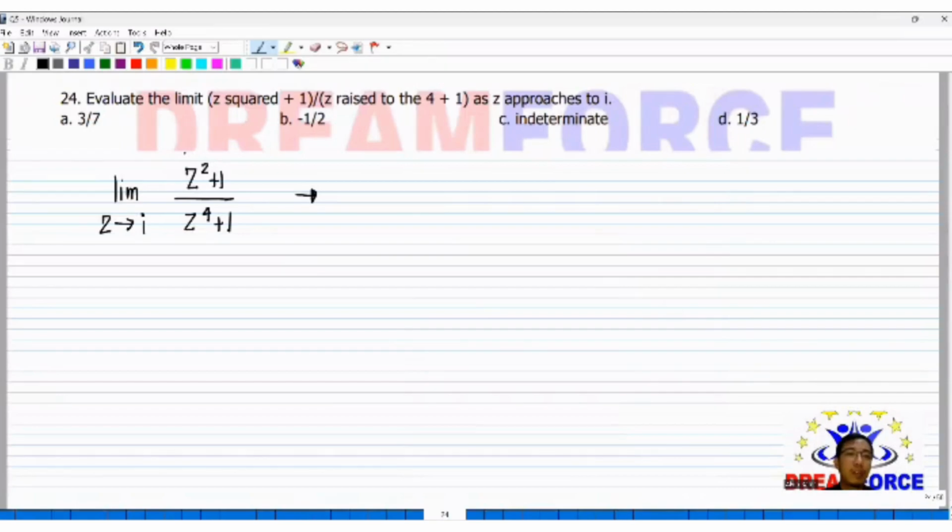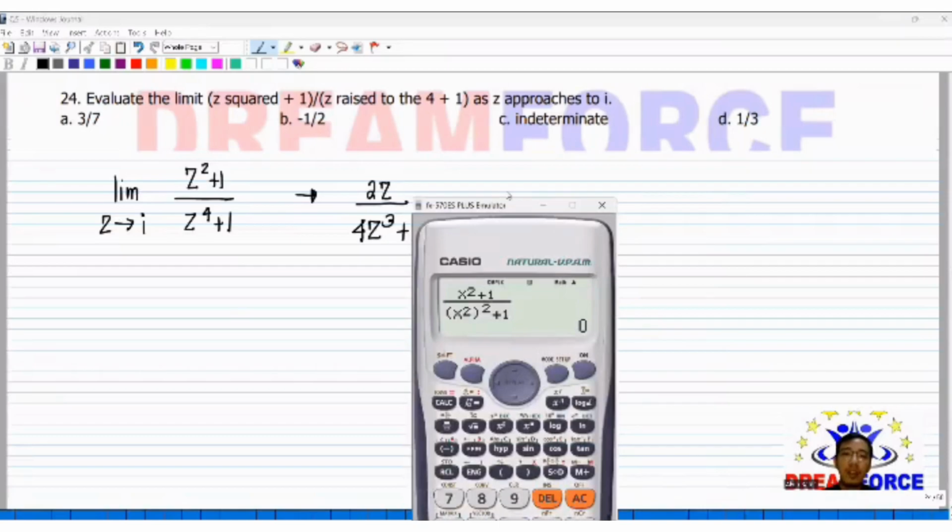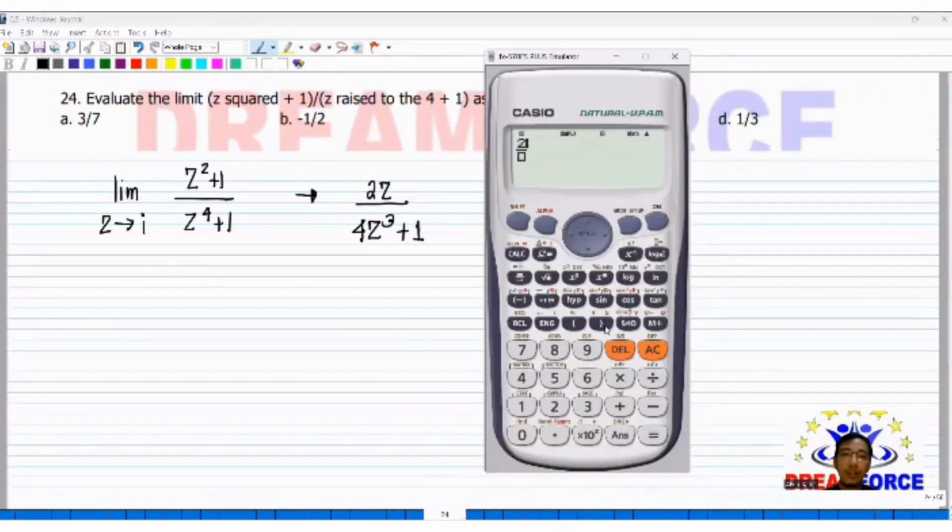So, anong derivative ng numerator? That is 2z. Okay, over derivative ng denominator, that is 4z cubed plus 1. Ngayon, eto, i-calculate natin yan sa calculator. So, input lang natin 2z over 4z cubed plus 1. Calc natin z is also i. Ayan. Kung titignan natin, merong lumabas na value.